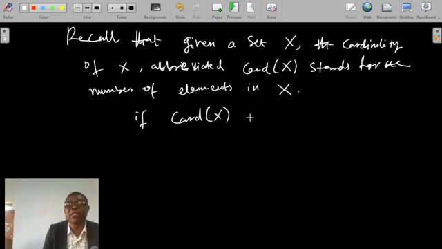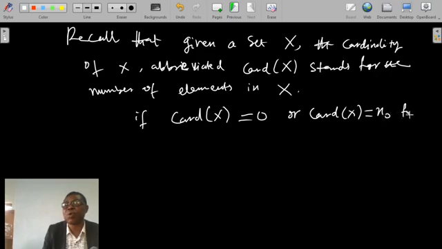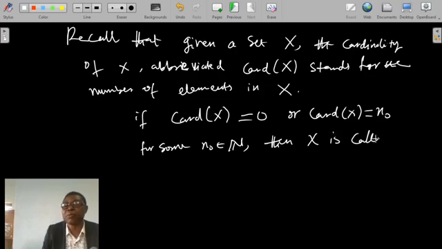Recall also that if the cardinality of X is equal to 0, or the cardinality of X is equal to n naught for some n naught in the set of natural numbers, then X is called a finite set.